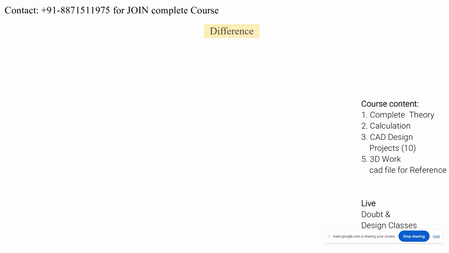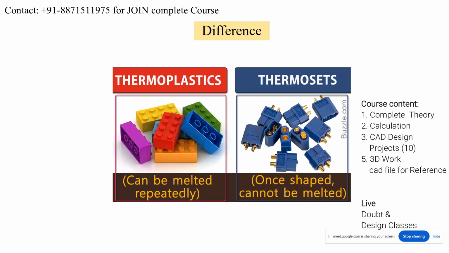So, as I told you about the difference, what is the main difference between thermoplastic and thermoset? Thermoplastic can be melted repeatedly. But if I'm talking about thermoset, once shaped it cannot be melted again. This is the basic difference. That's why we deal with thermoplastic material for molding technology. Is it clear?